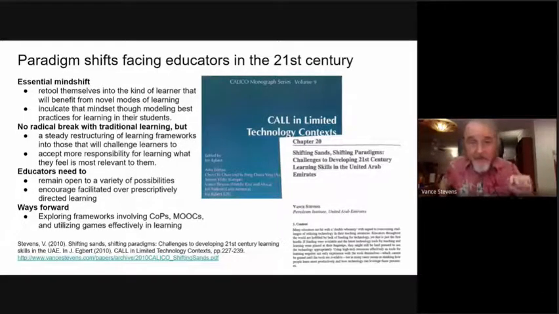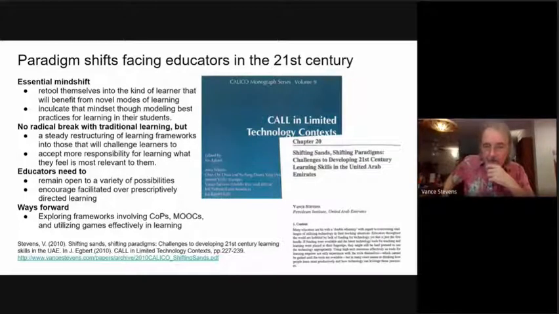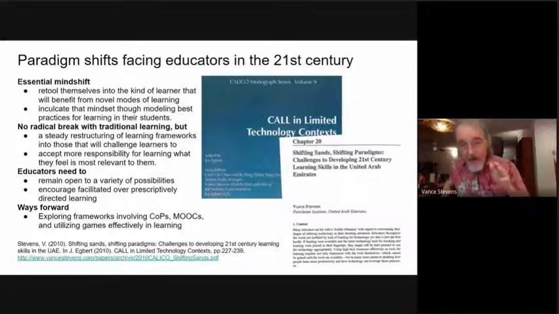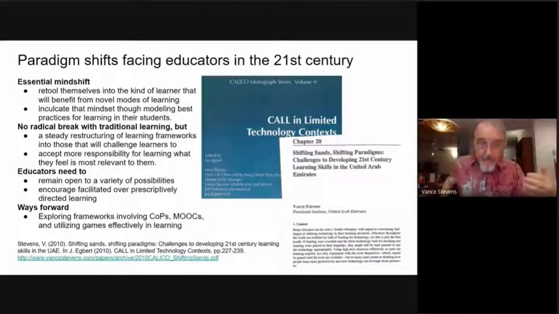Now, the linear approach isn't good. That's the second point. There's no real radical break with traditional learning. But you have to be steadily restructuring learning frameworks into those that will challenge learners to accept more responsibility for learning what they feel is most relevant to them. So that's what learner autonomy is all about. That's what MOOCs are good for. Educators need to remain open to a variety of possibilities. They need to encourage facilitated over prescriptively directed learning. So they need to encourage the students to find their own ways. And ways forward in that endeavor is to involve COPs, MOOCs, and games. Those are the three I've mentioned in this talk, three I've tried to illustrate.